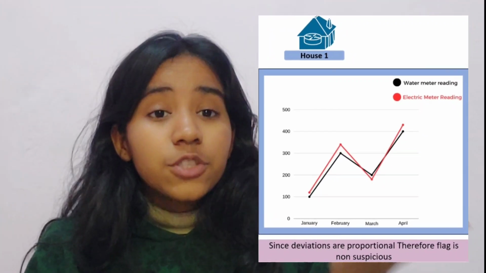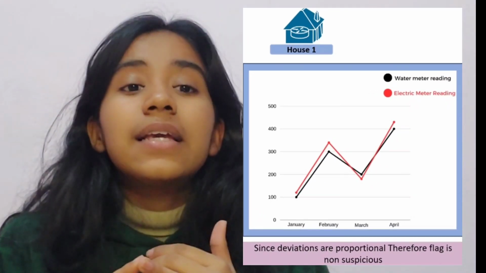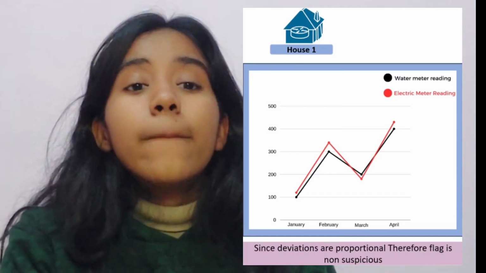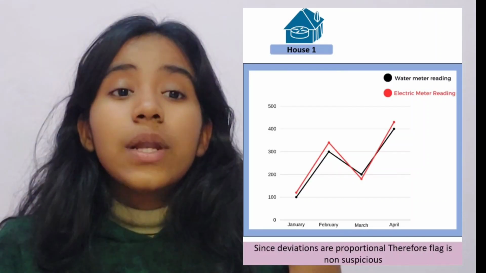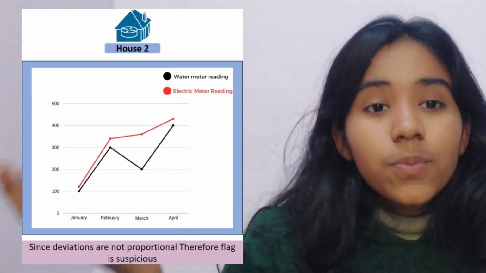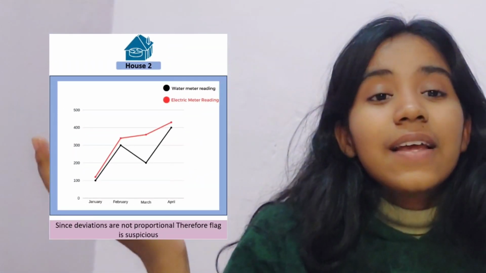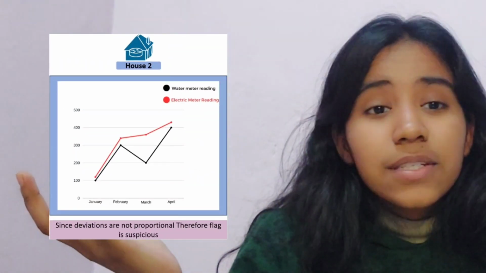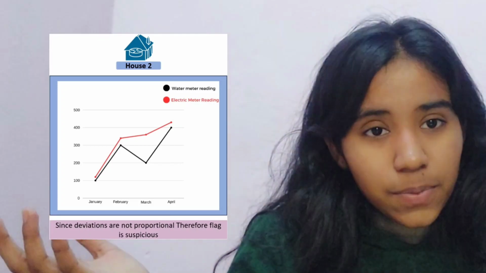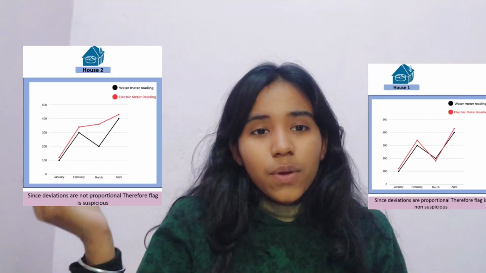In house 1, if the consumer is not there, it means he is neither using water nor electricity, so both the electricity and water readings will fall in parallel. While in house 2, the consumer was there, but the water meter was falling down while the electricity meter was going upward, which means he was using electricity but not using any water, which is not possible. So that indicates there is meter tampering or illegal activity going on in house 2.